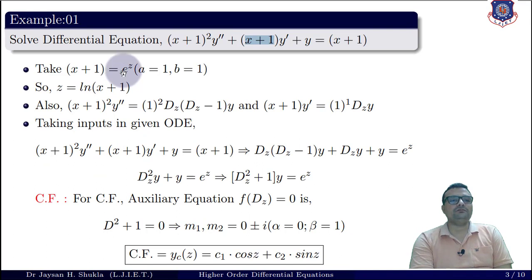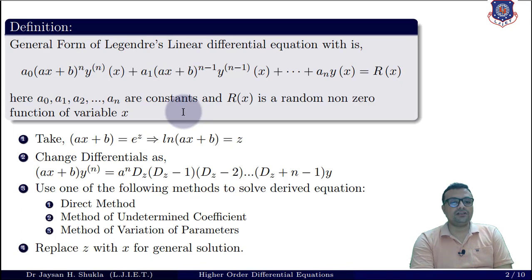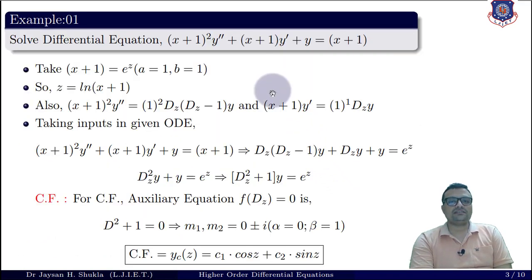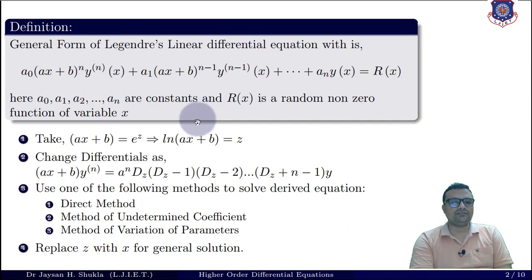So first step, a=1, b=1. Therefore z is log of (x+1), taking natural log on both sides. Now I want to convert all the derivatives. In this case, it was given by this equation. I am following the same rule to find first and second order derivatives. So (x+1)² y'' is 1 squared. This 1 is nothing but a, and that value of a is used in multiplication.